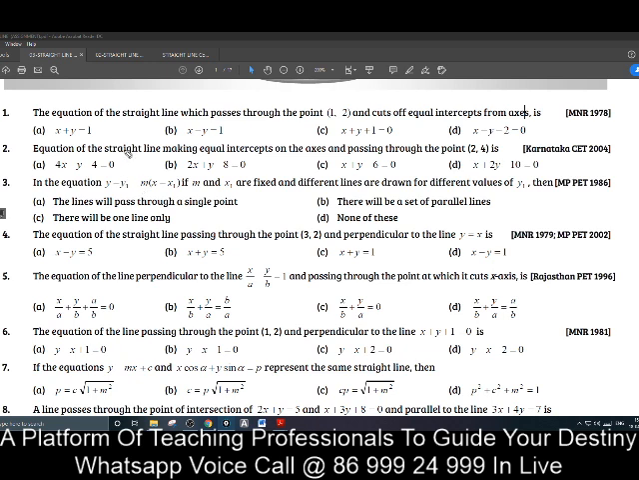What is the answer? If x1 is fixed and lines are drawn by varying y1, then the lines will pass through a single point. There will be a set of parallel lines. There will be one line only. None of these. Anyone, can you answer the option? Option, please. B. There will be a set of parallel lines.